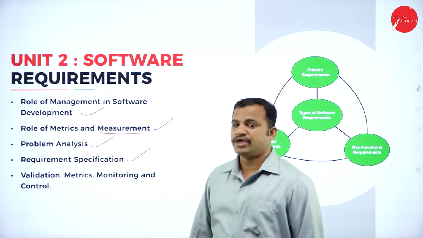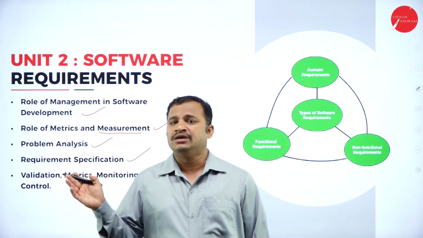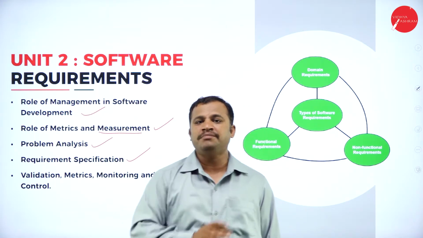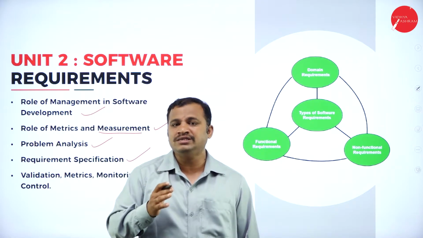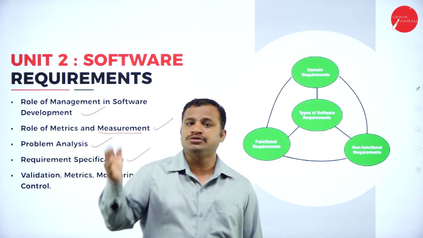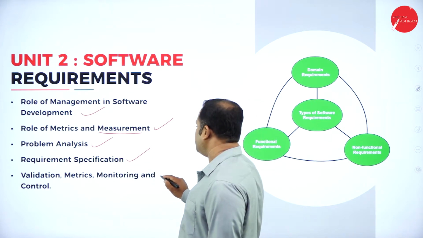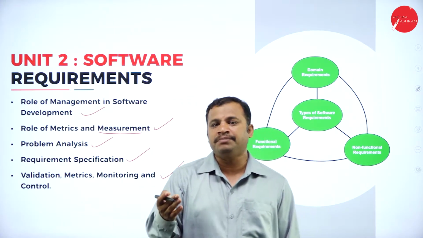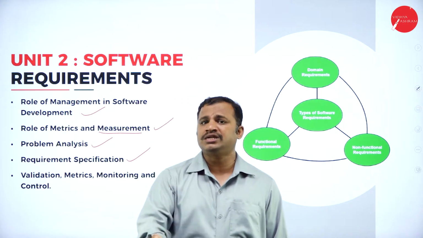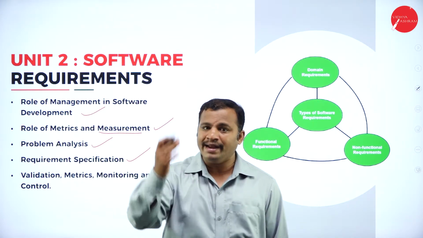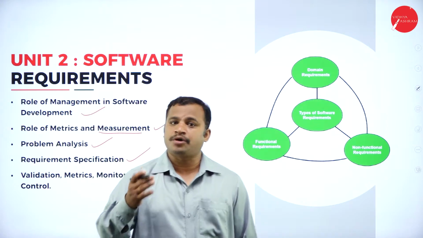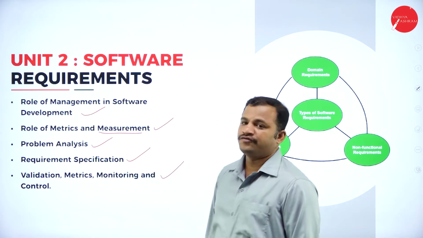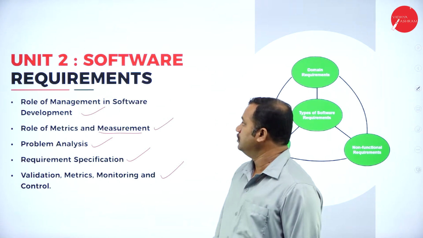Then requirement specifications. The name specification indicates that this must be the requirement of a client. Once a client states his requirement, the developer needs to analyze and collect the information according to it. Then validation, metrics, monitoring and control. That means once the software is developed completely, it has to be validated, tested, controlled and maintained properly by the software project management team. All those are going to be taught in the software requirements, that is, in unit 2.